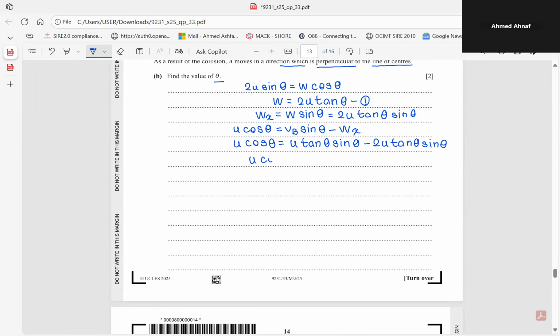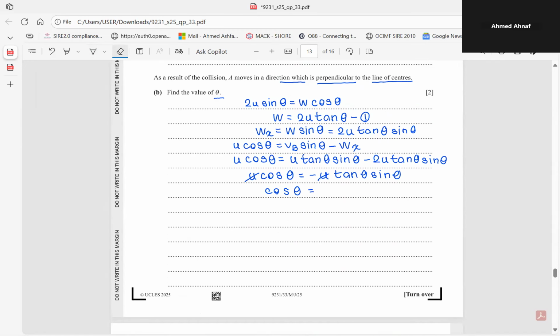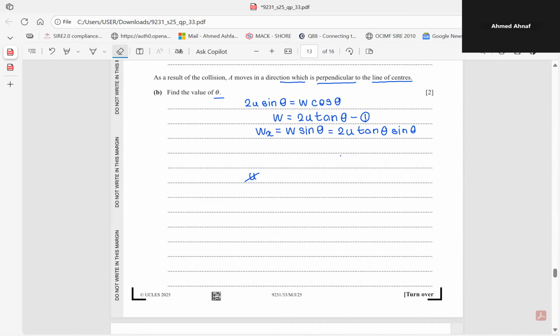So this will get u cosine theta equals minus u tangent theta sine theta. u cancels out, so let's express everything in terms of sine theta and tangent theta. Wait a minute, what should we use? Okay, you know what? I don't think this is a good equation to use. Let's use another equation, the one with all positive signs.